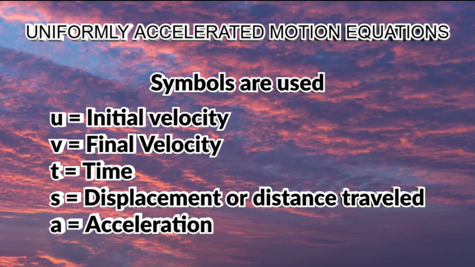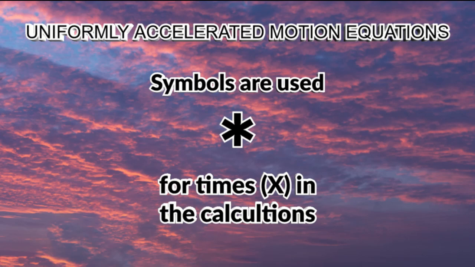All lowercase: u equals initial velocity, v equals final velocity, t equals time, s equals displacement or distance traveled, a equals acceleration. I'll be using the asterisk for the multiplication or times symbol in the calculations to avoid confusion.